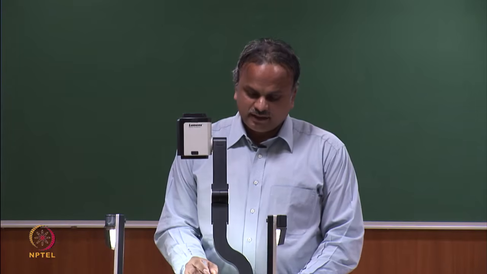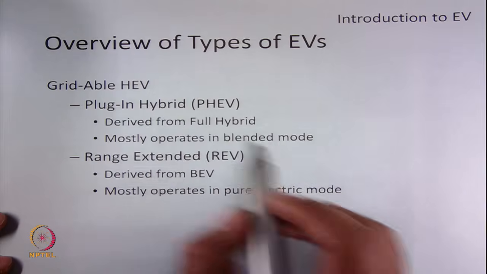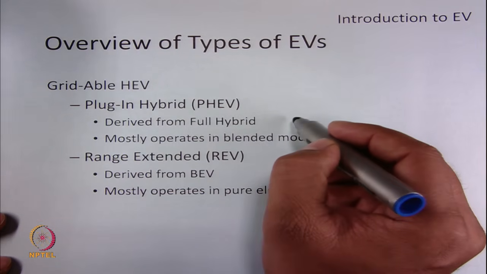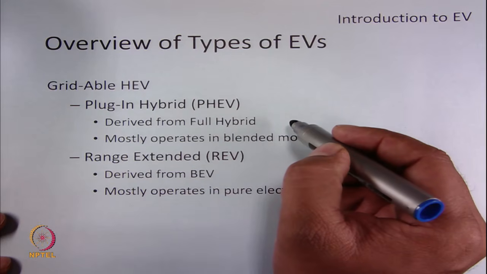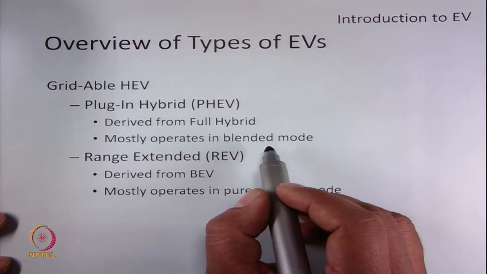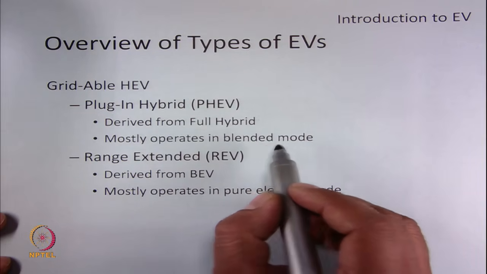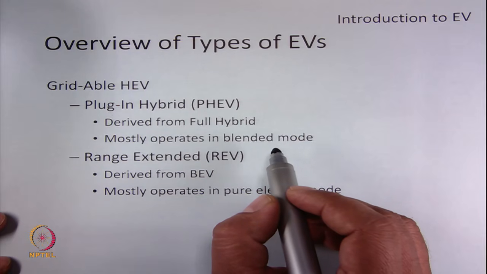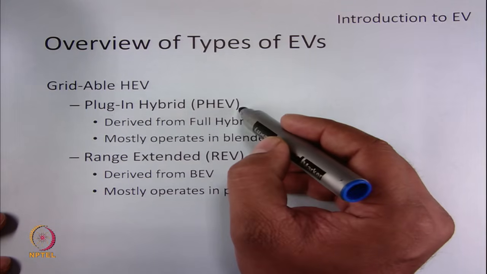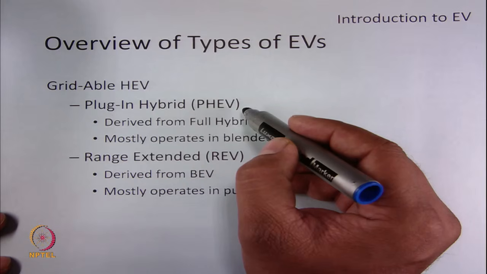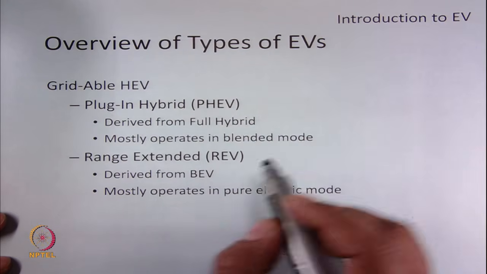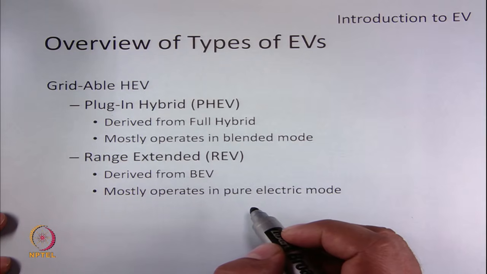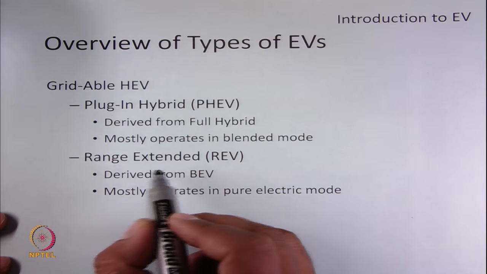Among the chargeable HEVs, the PHEV or plug-in hybrid vehicle is derived from the configuration of a full hybrid. This system mostly operates in the blended mode. The electric motor and IC engine complement each other in such a way that the fuel economy is maximum. A PHEV requires a larger battery bank compared to a full hybrid, and it can also be charged using charging ports.